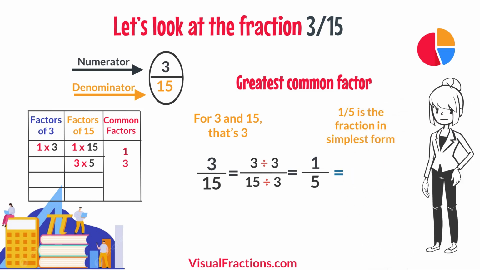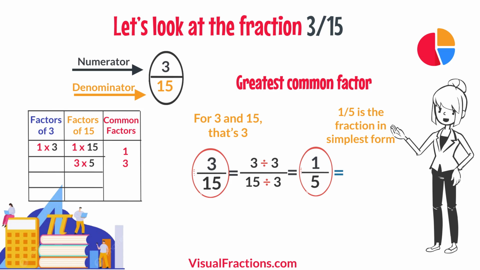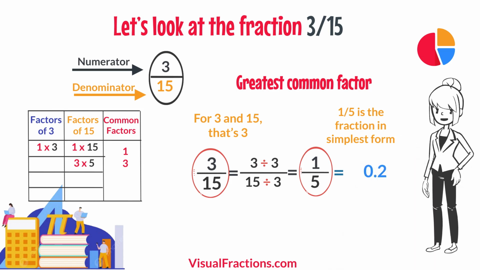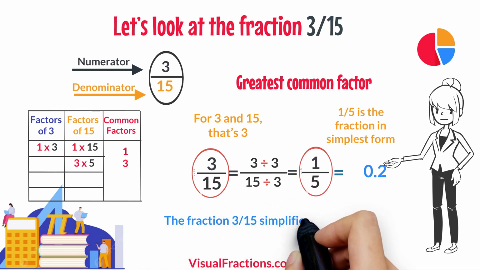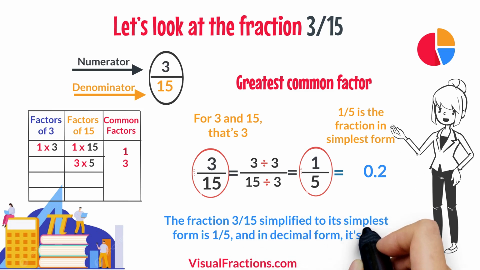any further. It's important to note that both the original fraction 3/15 and the simplified fraction 1/5 have the same decimal value, which is 0.2. This shows that although their appearance may change, their value remains consistent. So, there you have it. The fraction 3/15 simplified to its simplest form is 1/5, and in decimal form, it's 0.2.